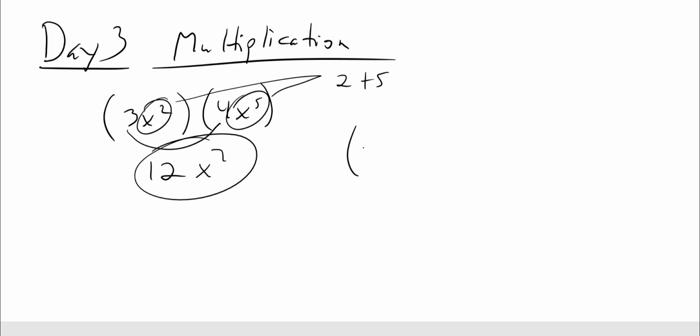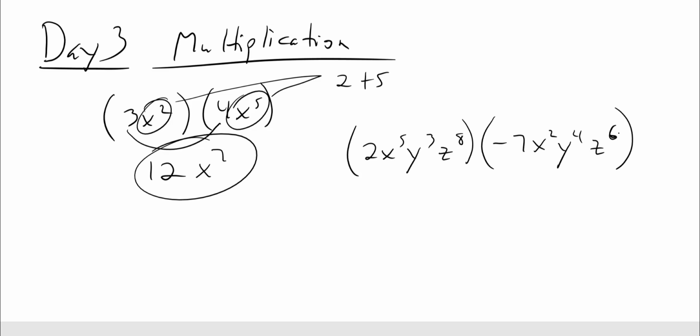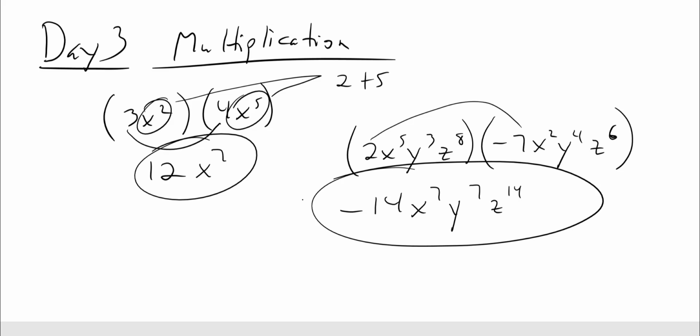All right, so let's make it a little more complicated. How about 2x to the fifth, y to the third, z to the eighth, times negative 7x squared, y to the fourth, z to the sixth. So remember, it's going to be 2 times negative 7, which is negative 14. And then you're adding exponents of the same variable. So x to the 5 plus 2 is 7, so x to the 7th. Y to the third times y to the fourth is also y to the 7th. And z to the 8th times z to the 6th, so 8 plus 6 is 14, so it's z to the 14th power. And that's your answer. It's pretty easy, right? Multiplication, relatively easy.